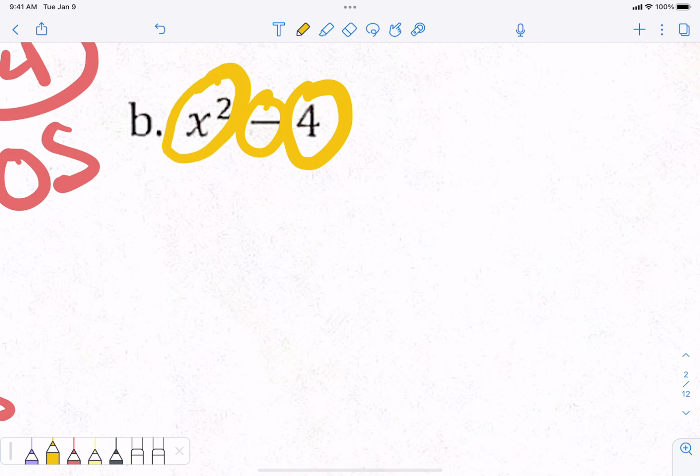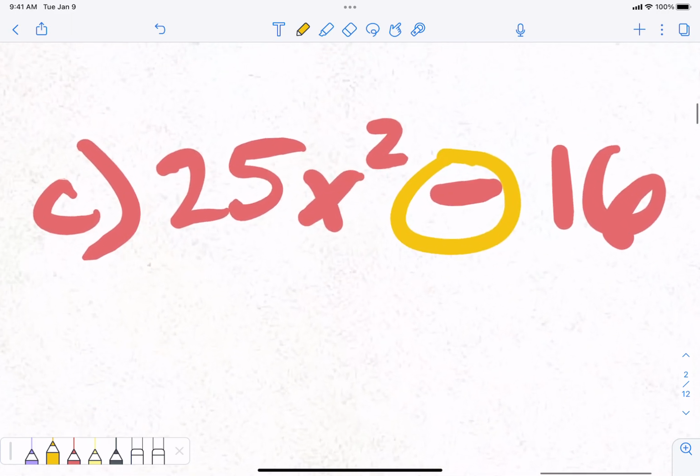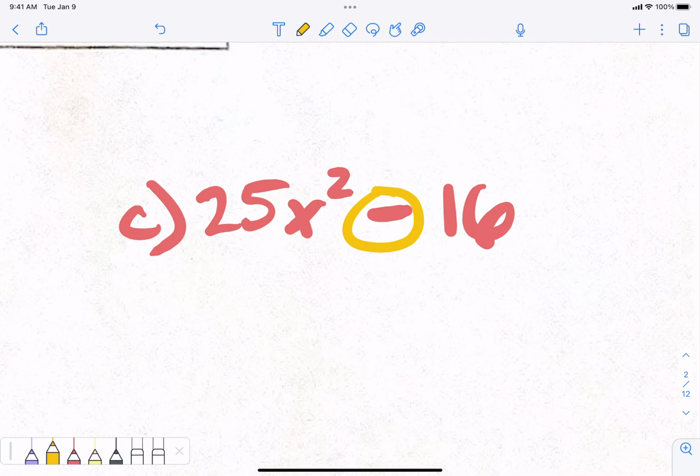Can you take the square root of x squared? Like, is there something you can multiply by itself to get x squared, right? What do you take times itself to get x squared? X, right? X times x is x squared. So those are both perfect squares. Let's look at this one. 25x squared. Okay, what do you take times itself to get 25x squared? 5x times 5x will give you 25x squared, right? What about 16? 4 times 4, right? Okay, so here's the difference of squares.